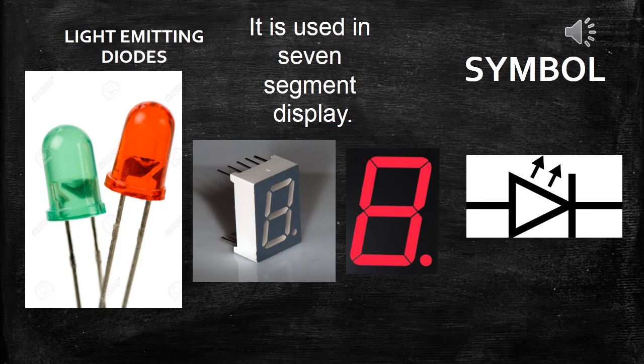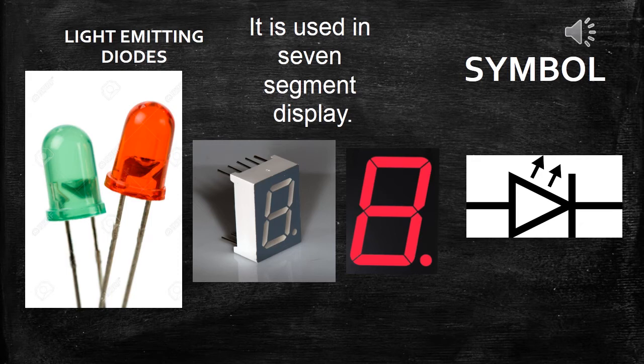Light emitting diodes, shortly called LED, are special kinds of diodes. These diodes are capable of emitting light. Some of the LEDs will be emitting green color, some will be emitting blue color, some of them are capable of emitting red color. So different diodes are capable of emitting different colored lights.